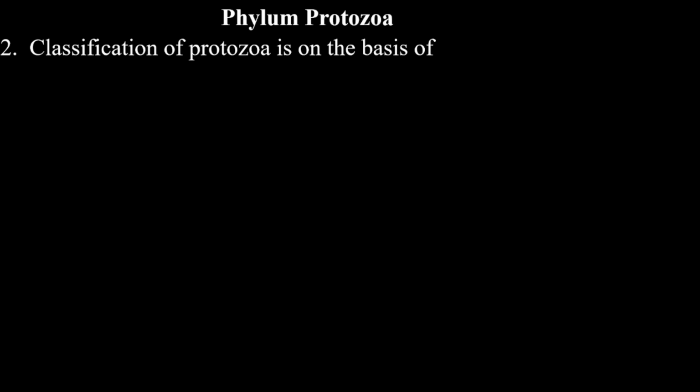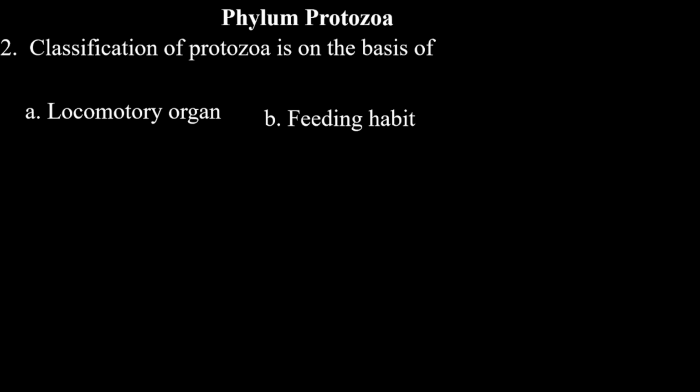Let's move on. Question number 2. Classification of protozoa is on the basis of, your options are A. Locomotory organ, B. Feeding habit, C. Excretory system, and D. Habitat.